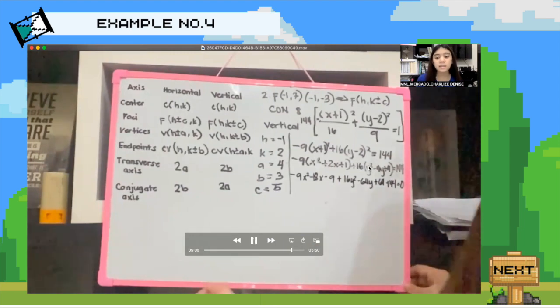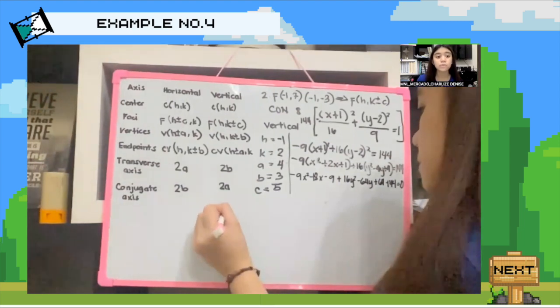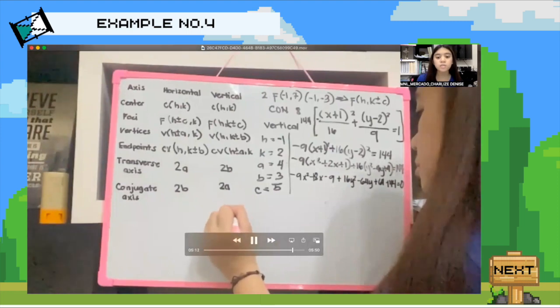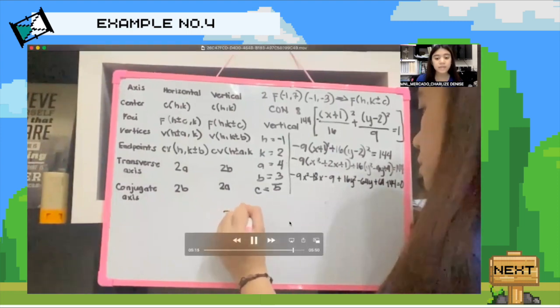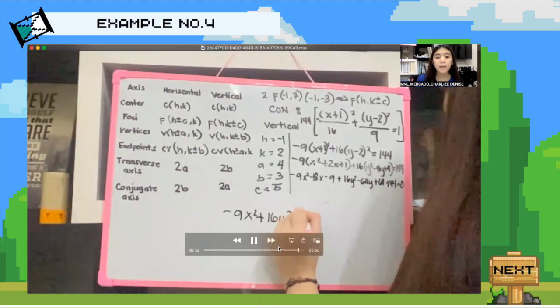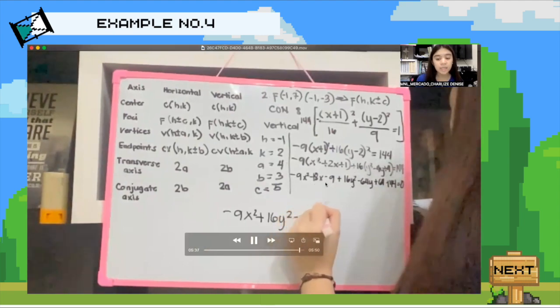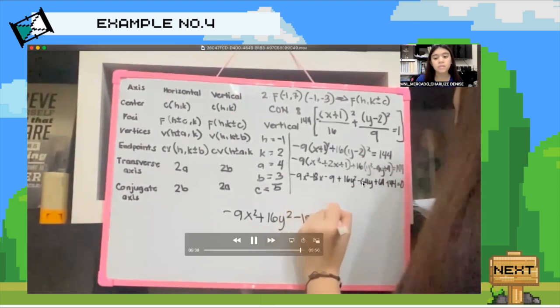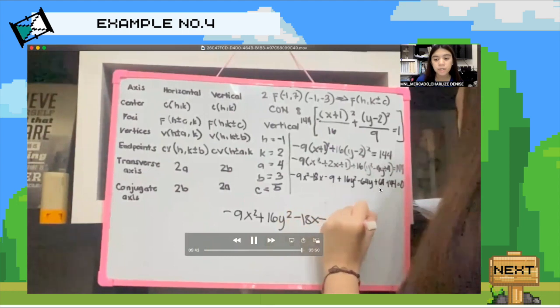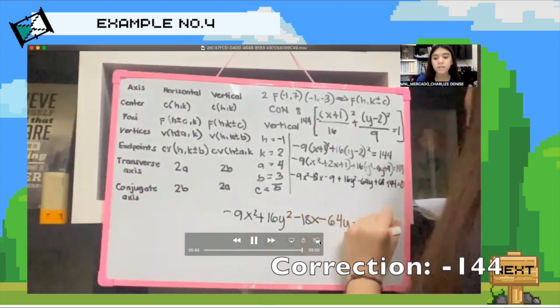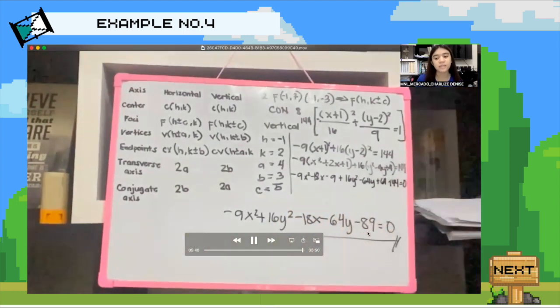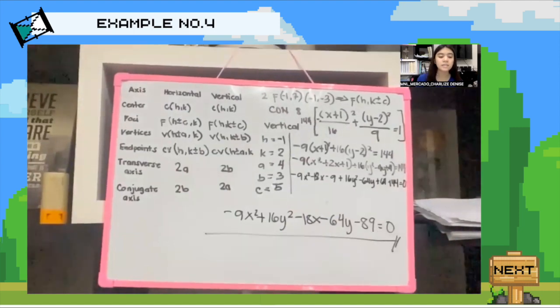So the last part that we need to do is to arrange this. So negative 9x squared plus 16y squared minus 18x minus 64y, and negative 9 plus 64 minus 144 is equal to negative 89, so the equation is equal to 0. And this is our general form given the properties of hyperbola.